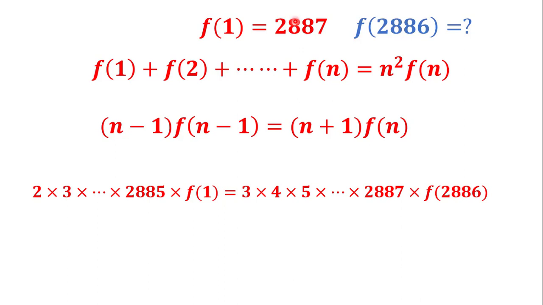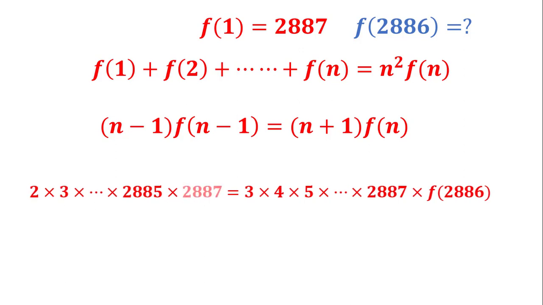We know f(1) equals 2887, so we can replace. In the next step, all same terms are going to cancel out, and on the left hand side we only get 2, and on the right hand side we get 2886 times f(2886).